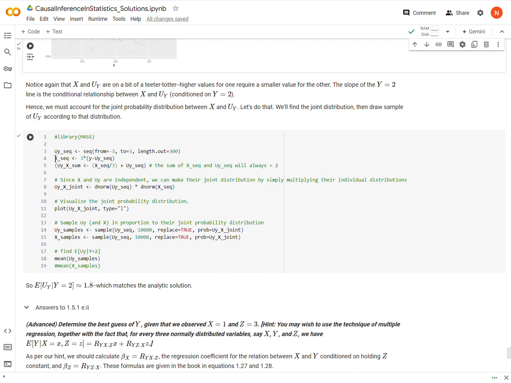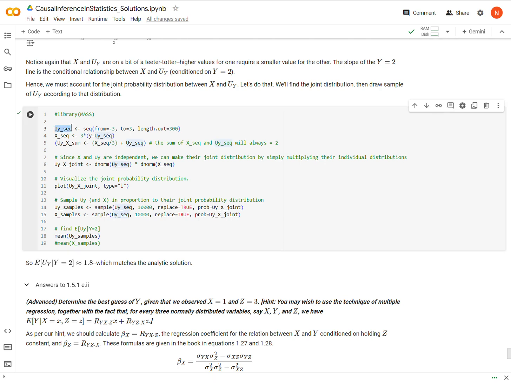I have a bunch of values for u of y and a bunch of values for x. I define values from -3 to 3 for u of y, and then I calculate the necessary x value such that y will equal 2, which is 3 times y minus u of y, and here u of y is u of y seq. Then I sum these using the formula for y. Remember, y is x over 3 plus u of y, so I'm just going to do that, and you're going to see that every entry is 2.